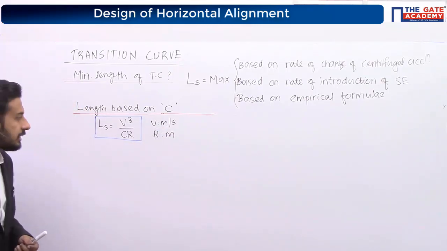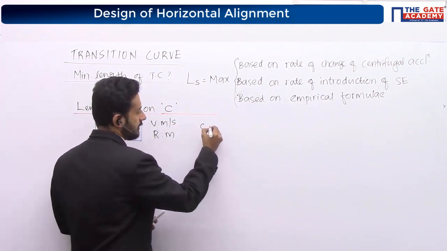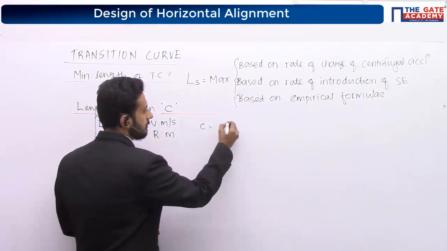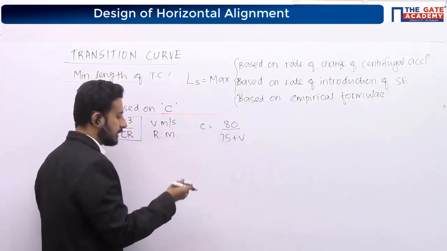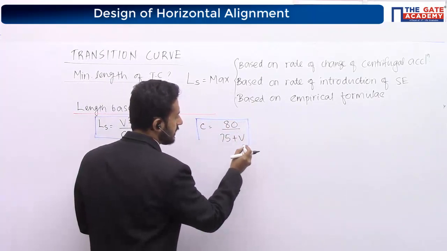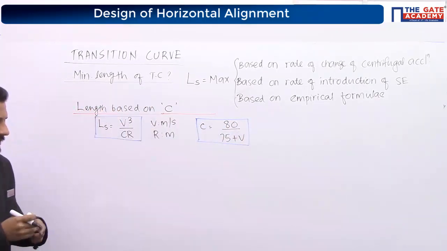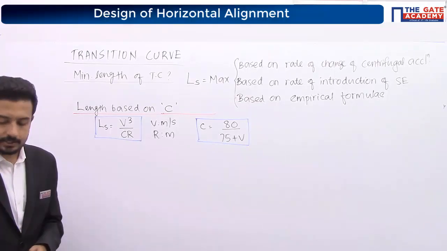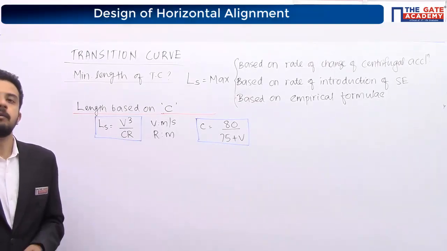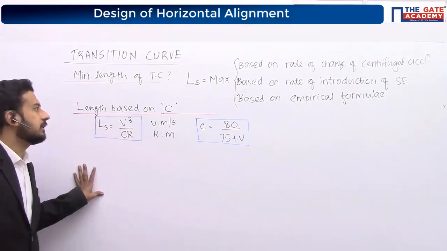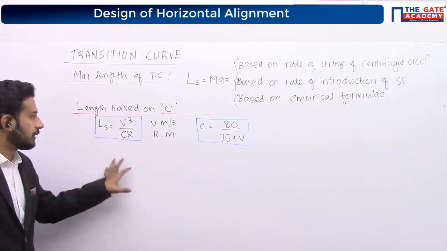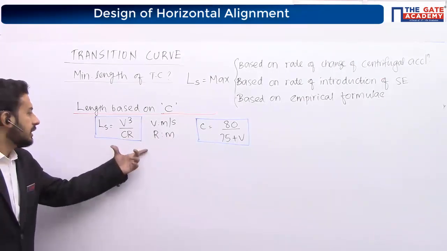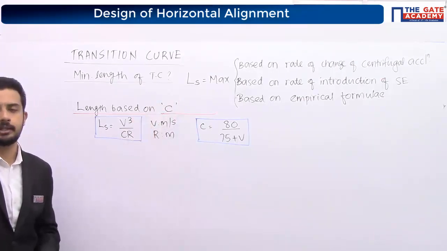In case they are not giving you the value of C, what to do? Sometimes they may give you, sometimes they may not. If they are not giving, you can take it as 80 divided by 75 plus V. See, a lot of equations we are going to study here. Since there are a lot of equations, they will not ask you any complicated question for transition curve. The question will be very direct, because too many equations you are going to study. Solving all the equations, finally you are going to take the value.